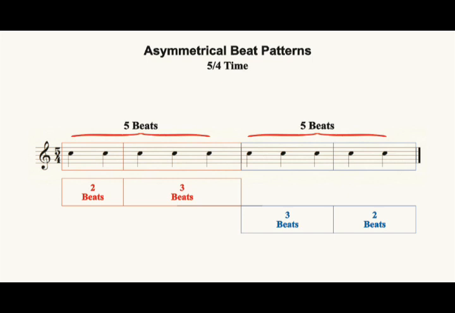One very good example of the 5/4 asymmetrical beat pattern can be heard in Dave Brubeck's jazz piece, Take 5, which is actually written in 5/4 time. See if you can hear and count the 1-2-3, 1-2 beat pattern throughout the piece.